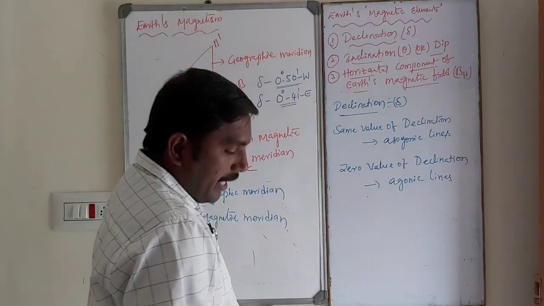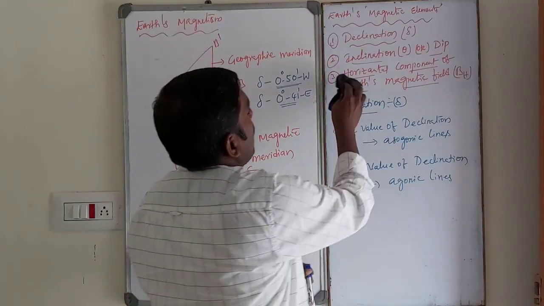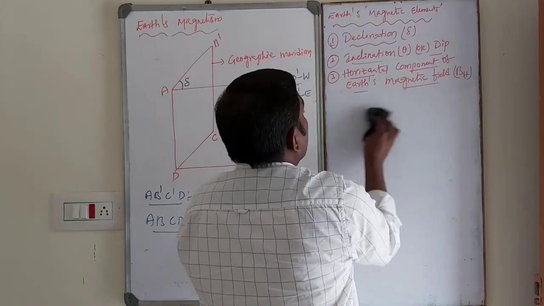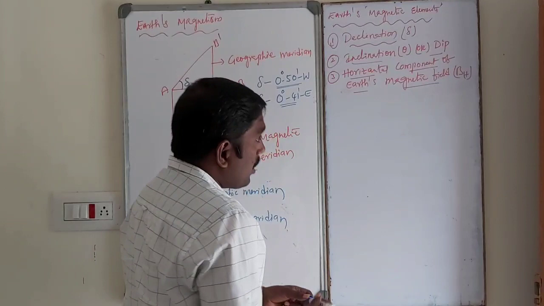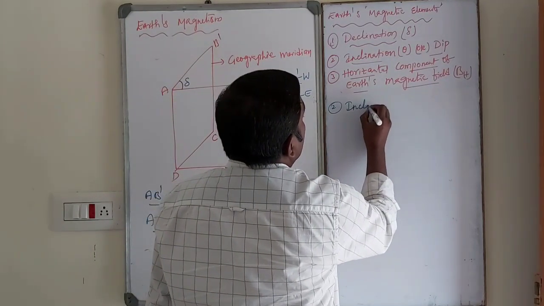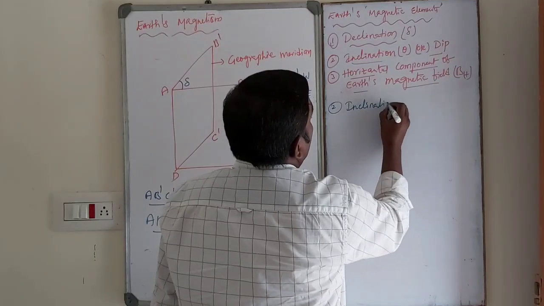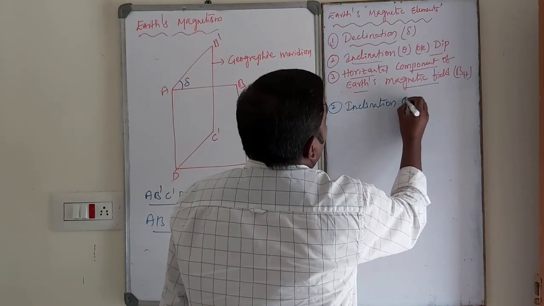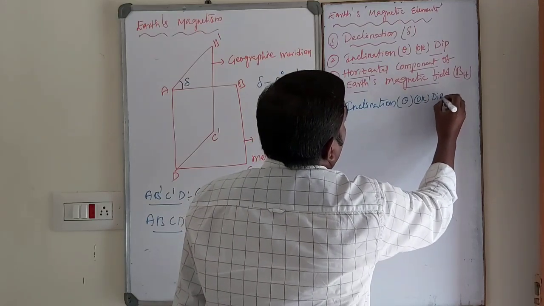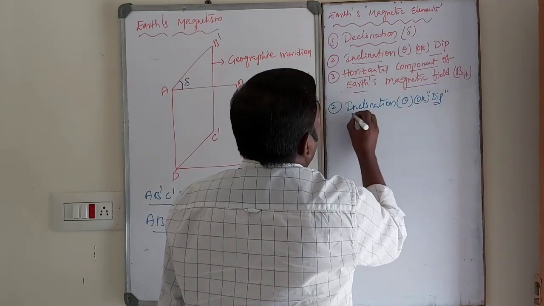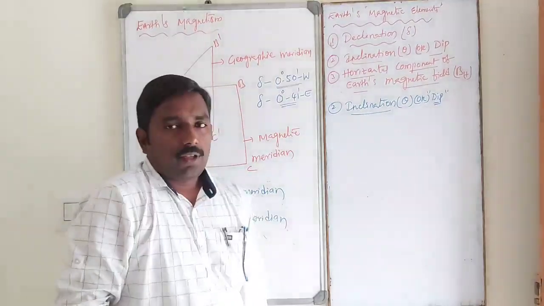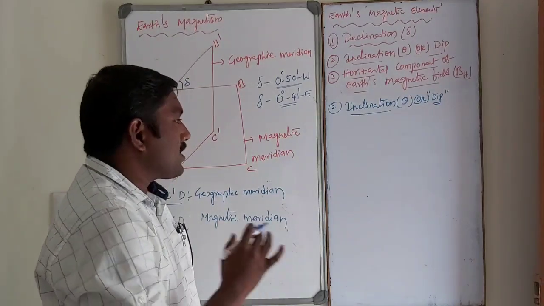Okay, next one is inclination or dip. Next one is what? Inclination. Second one, inclination theta or dip. Inclination and dip are both the same. So inclination means what?